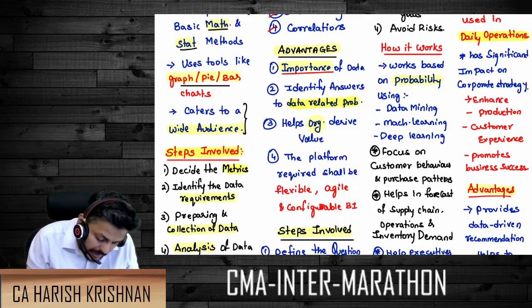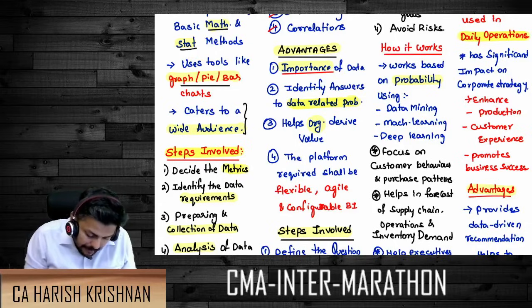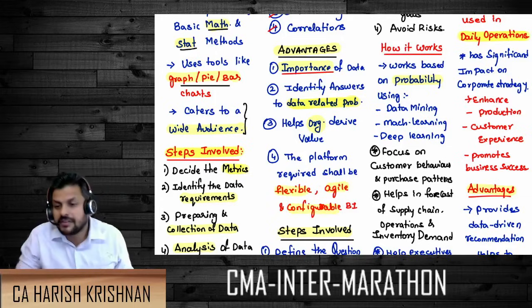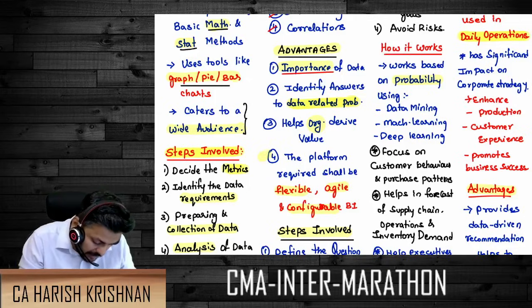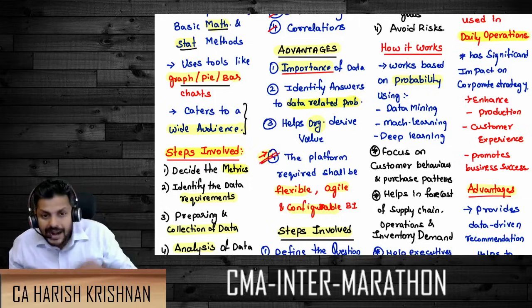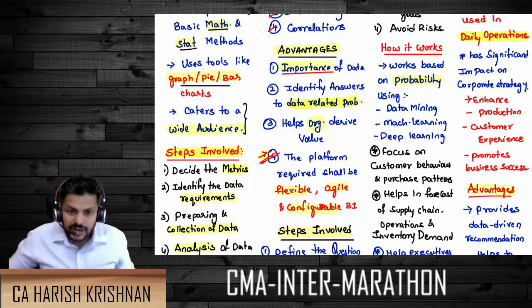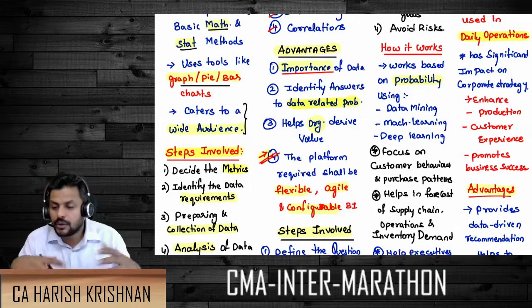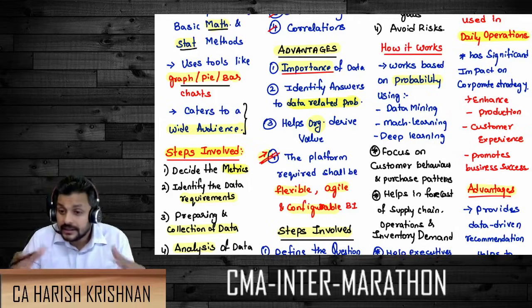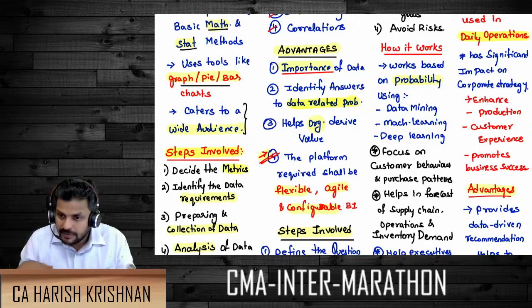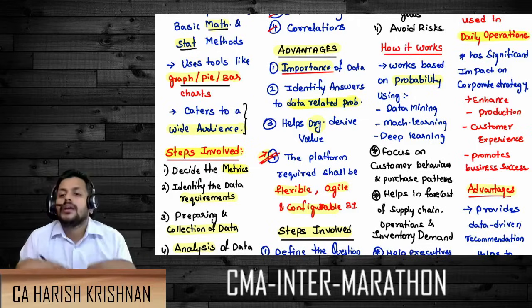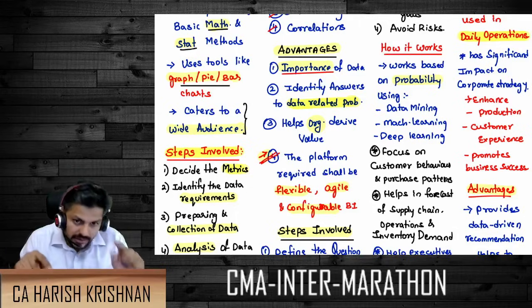helps you to organize or derive a value. The platform required shall be flexible, agile, and configurable business intelligence. That is actually a very important limitation, though not written there. This point is considered to be a limitation, it is not an advantage. The platform required should be flexible. If it is not flexible or agile, meaning the ability to quickly change things across. So agility, right, the freedom of movement. So a flexible, agile and configurable business intelligence tool, if it is not there, you won't be able to diagnose. So actually that is a limitation there.